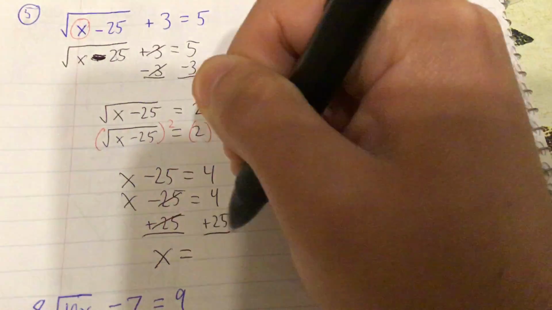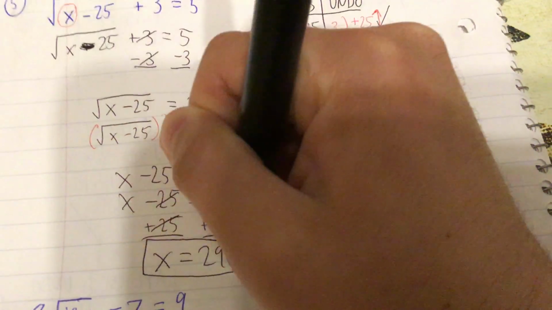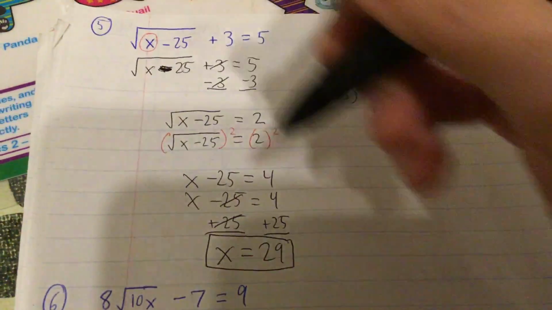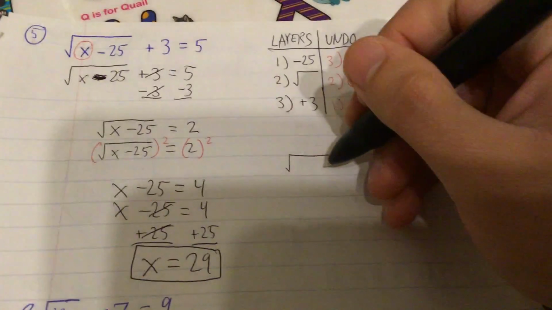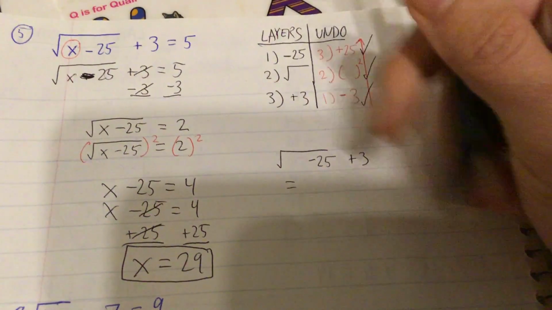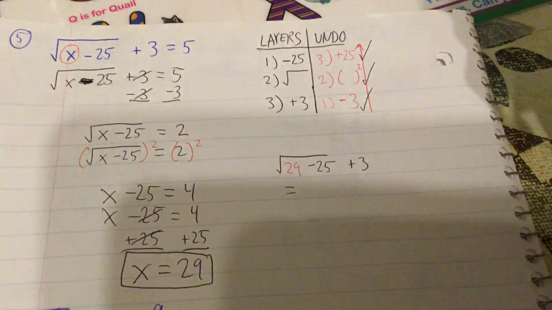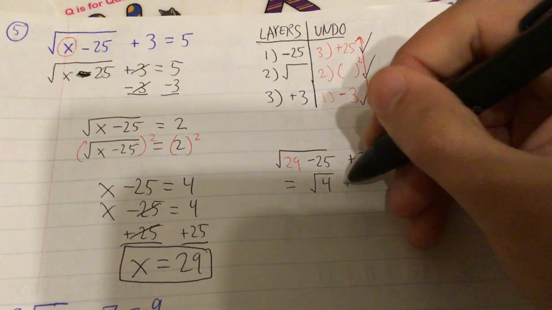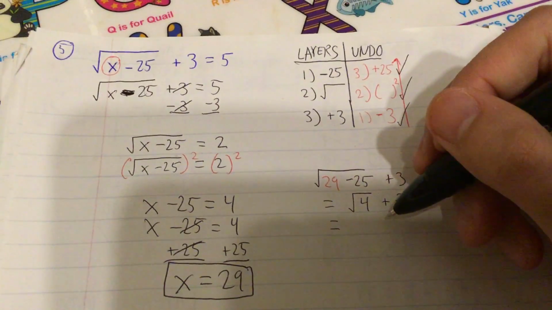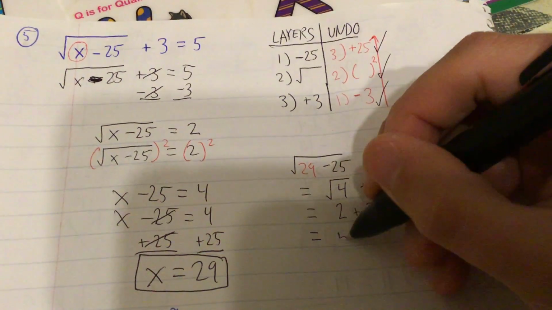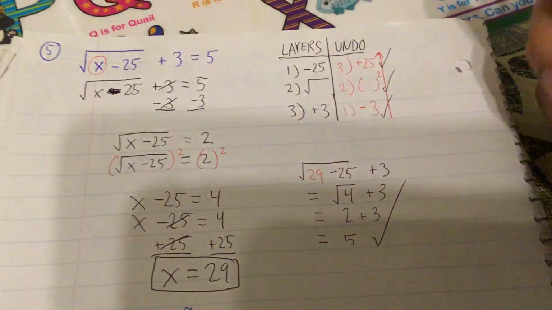So that gets me x is equal to 29. Okay, we're going to check our work. I'm running out of space, so I'm going to do this on the side. So the square root of x minus 25 plus 3. If I plug in 29, I get 29 minus 25, which is 4. So the square root of 4 plus 3. The square root of 4 is 2. 2 plus 3 is what we wanted all along, which is the output of 5.